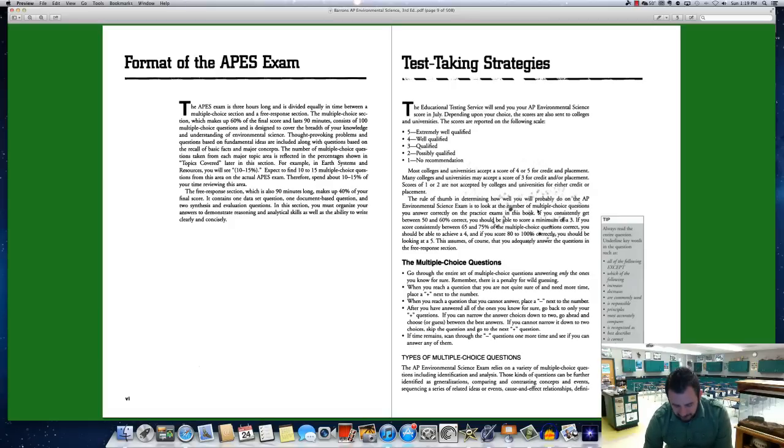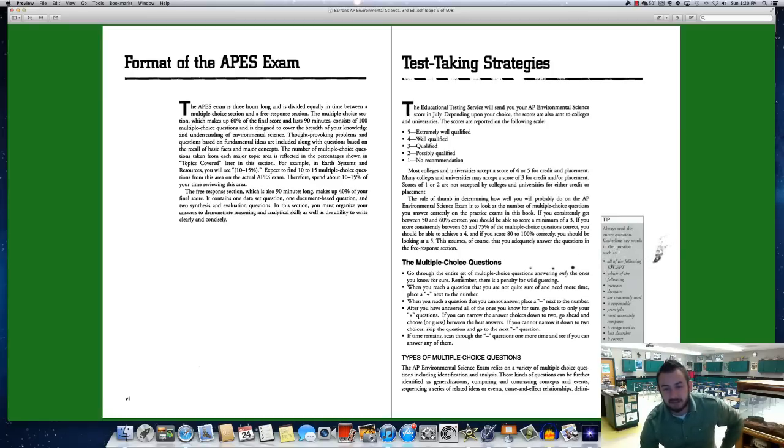Now, here's the rule of thumb. Let me go over this rule of thumb with you. It says the rule of thumb in determining how well you'll probably do on the AP exam is that if you consistently get between 50 and 60% of the multiple choice questions correct, you should receive a minimum score of a 3. If you consistently get between 65 and 75%, you're looking at the ability to achieve a 4. And if you get 80 to 100% correct, you should be looking at a 5 if you have the writing skills to support you with those FRQs. Okay? For the multiple choice questions, again, go through the entire set of questions, answering only the ones you know first.